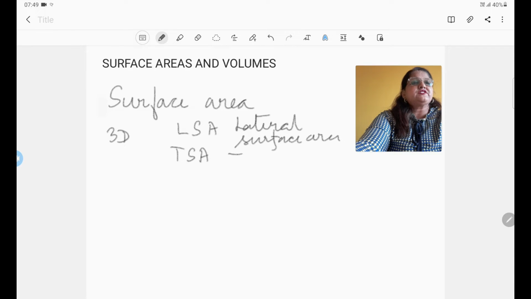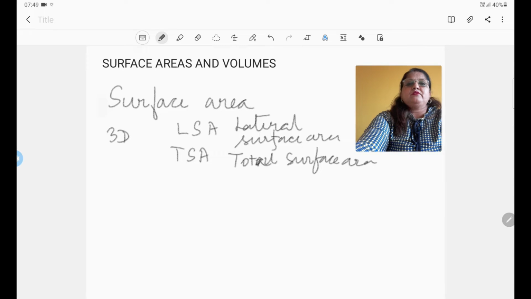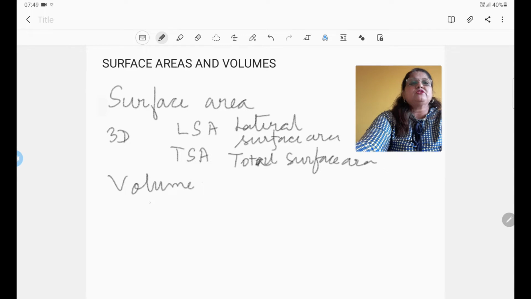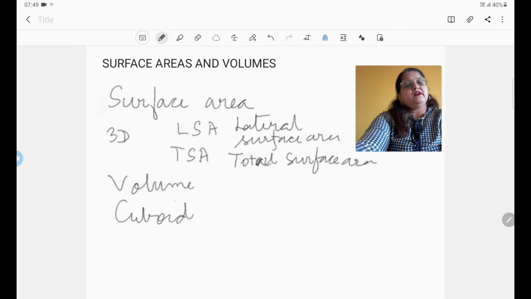And total surface area means the area altogether, even the parts which are left out, you will have to consider them as well. That's the total surface area. I'll explain these along with the shapes, then that will become more clear to you. And what's the meaning of volume? Volume is the total capacity or the total space occupied by any object. Okay, so let's first come to cuboid and cube. What are the formulas? I'll discuss them with you.